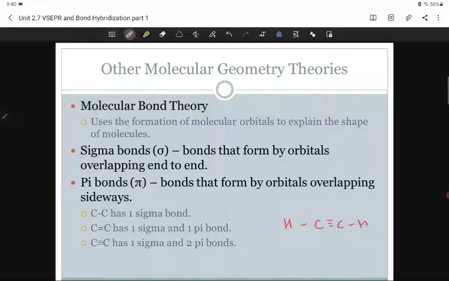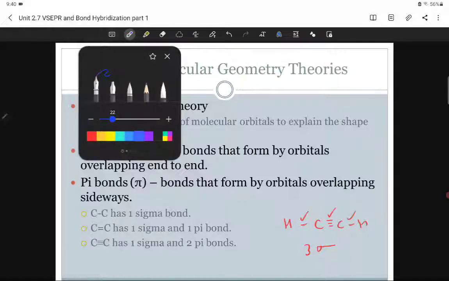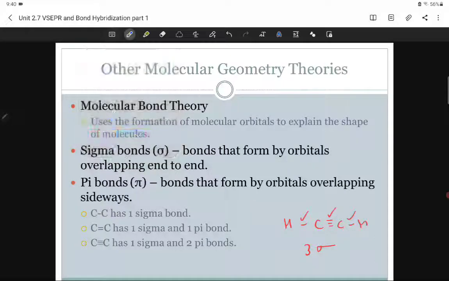Every time there's a connection between atoms, we're going to call that a sigma bond. So there are 3 sigma bonds in ethyne. But what we did not account for is that there was a triple bond here. So we didn't account for those 2 other overlapping sets of orbitals that have electrons associated with them. Those 2 are called pi bonds.